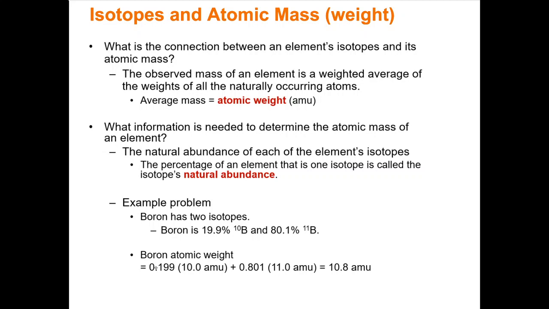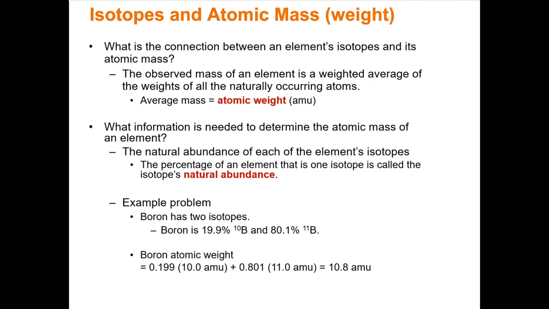So multiply that times the 10 AMU, plus, so we're adding all these together, so it's like a weighted total, you could say, plus 0.801 times 11 to give us 10.8 AMU. So that's the average mass. In other words, that's the mass we report based on the fact that we know 19.9% is boron 10, or 80.1% is boron 11.